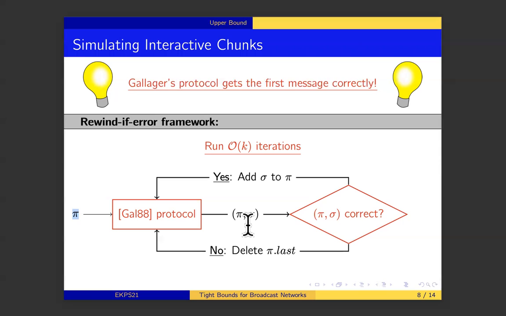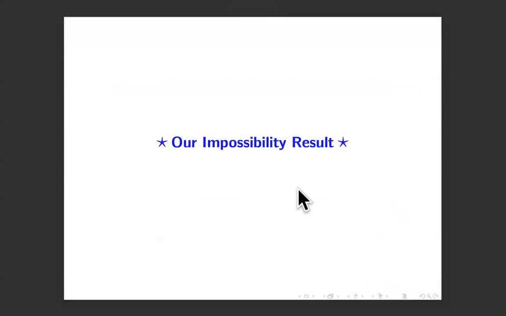It finishes everything I wanted to say about this. I also had some slides on the lower bound, but I don't think I have time to go over that. So I will stop here.